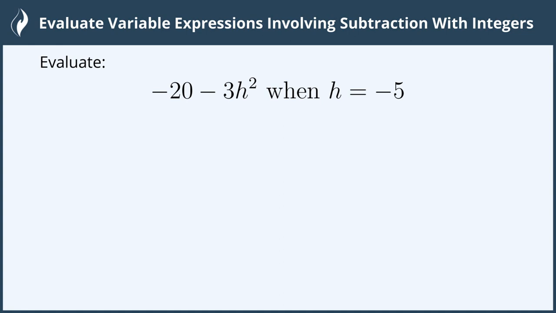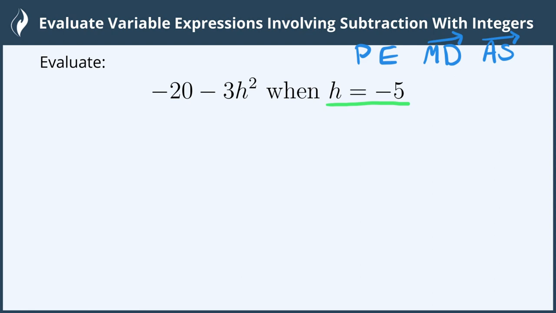Before we move on, let's review the order of operations. Parentheses, exponents, multiply and divide from left to right, add and subtract from left to right. Now that we remember the order of operations, let's go ahead and substitute. Every time we see an h, we will substitute a negative 5.